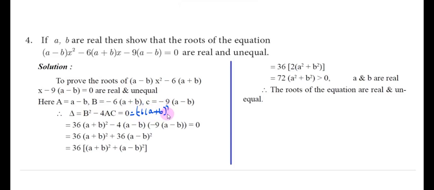So b square means the whole square. B square minus 4, a value a minus b, c value minus 9 into a minus b. Now apply the square: minus square plus 6 square is 36, and a plus b the whole square. Now minus 4 into a minus b and minus 9 into a minus b. Then 36 into a plus b the whole square.